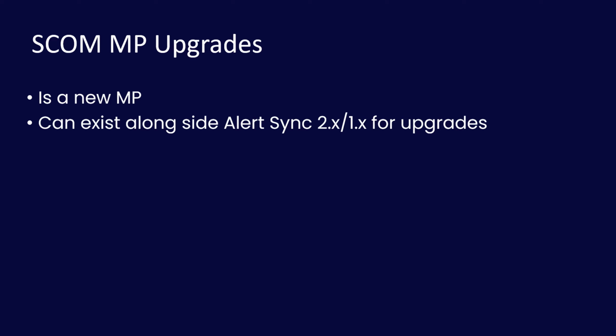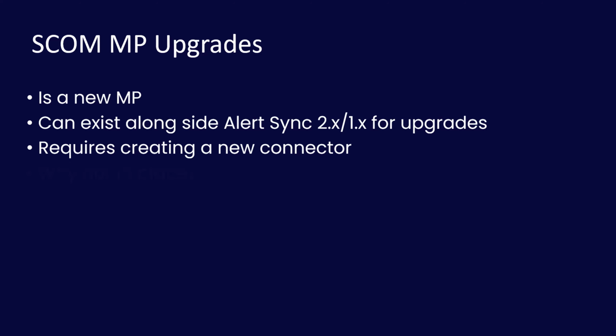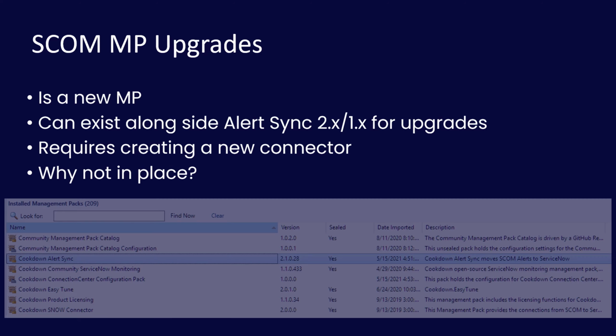You would essentially set up the new MP, which doesn't have any sort of dependency on the existing management pack. And you would create a subscription connector and start sending SCOM alerts using that and dial down what you have saved against the subscription of your old one to get everything across. So this will require creating a new connector. So why not go with the in place option?